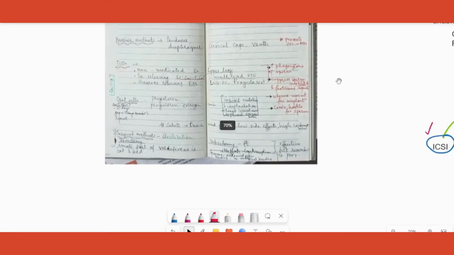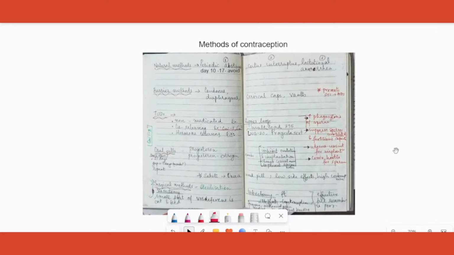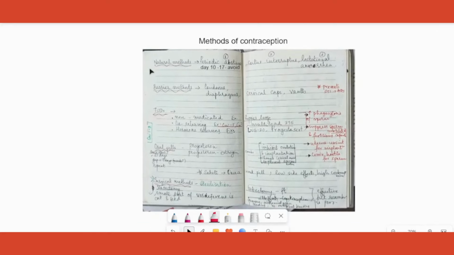The next important concept is types of methods of contraception. Here: natural method, barrier method, IUD, oral pills, and surgical methods.